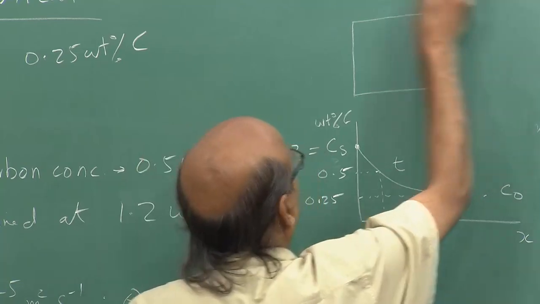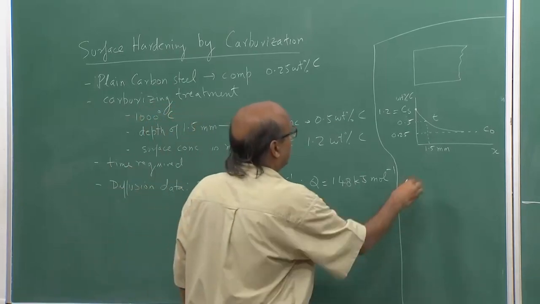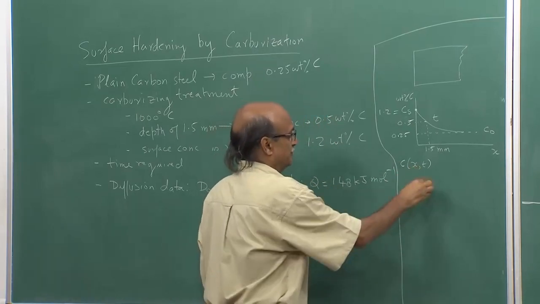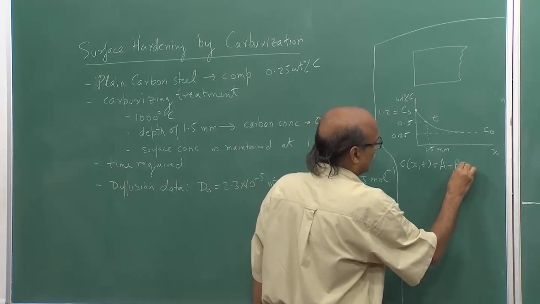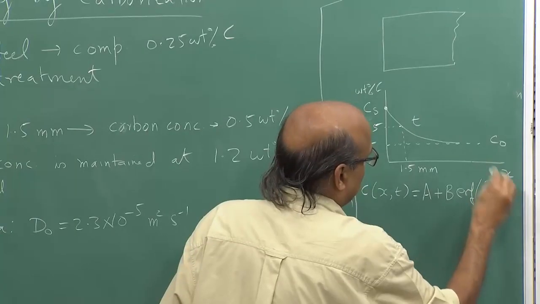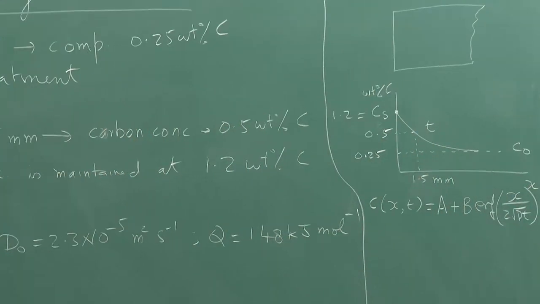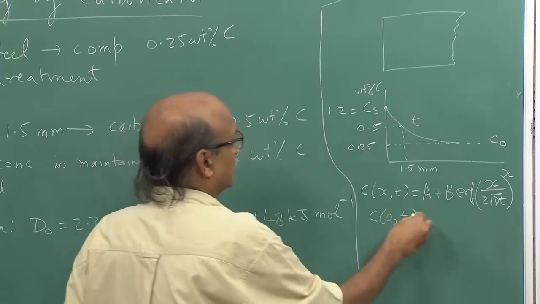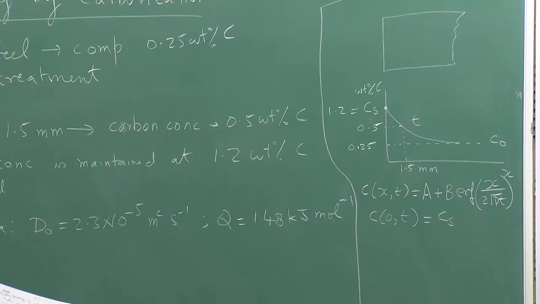Now, if you recall from the last lecture, I can write the concentration profile C(x,t), concentration as a function of distance and time, as a constant capital A plus another constant capital B times the error function of x divided by 2 root Dt. Let me put a boundary condition that at x equal to 0, at any time t, the concentration is Cs, the surface concentration, fixed by the atmosphere.